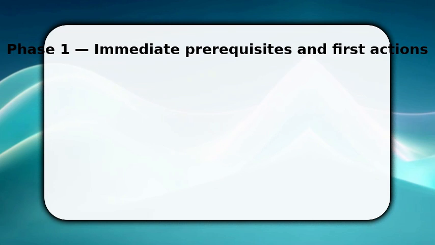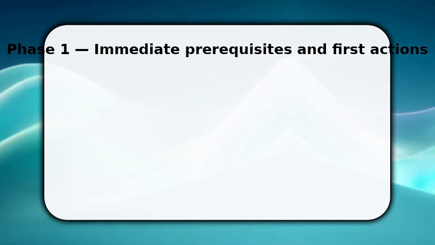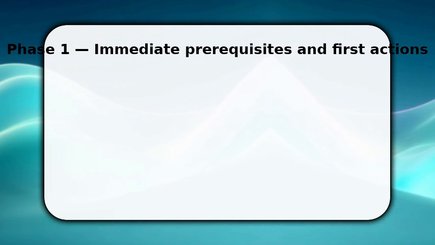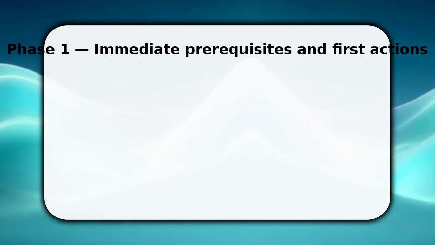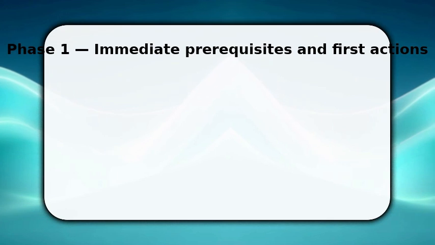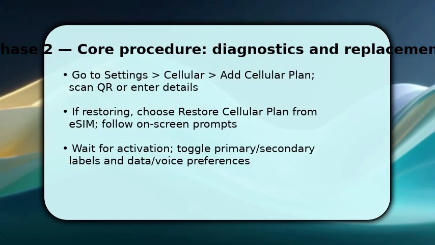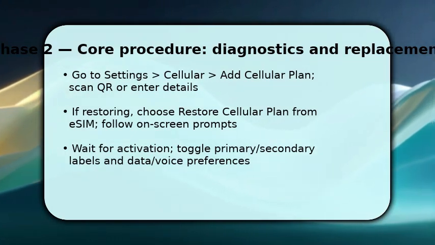Once done, disable VPN and remove or note any physical SIM to avoid conflicts, because the phone chooses an active line. Now open Settings, so you can add or restore the eSIM through Settings Cellular.